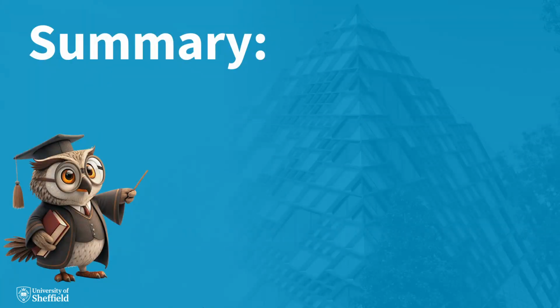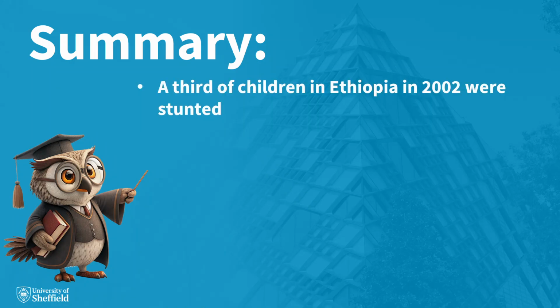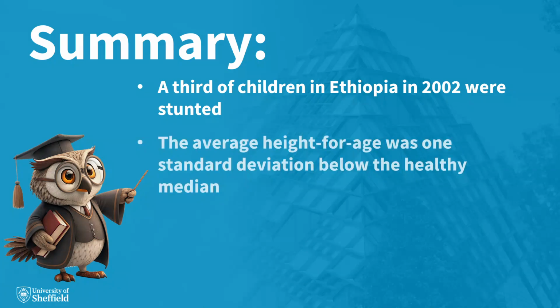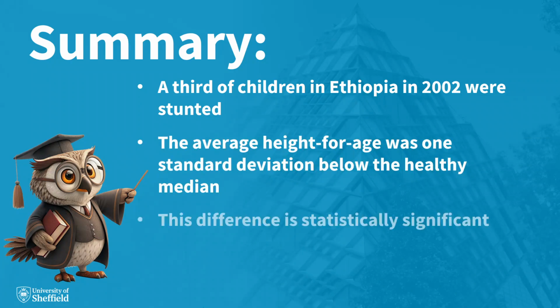In video 2, we saw that nearly a third of children in our Ethiopia sample are classified as stunted. And in this video, we saw that height for age is on average about 1 standard deviation below the healthy standard, and that this difference is statistically significant. The evidence suggests, therefore, that child malnutrition was a critical issue in Ethiopia at the time of this study.